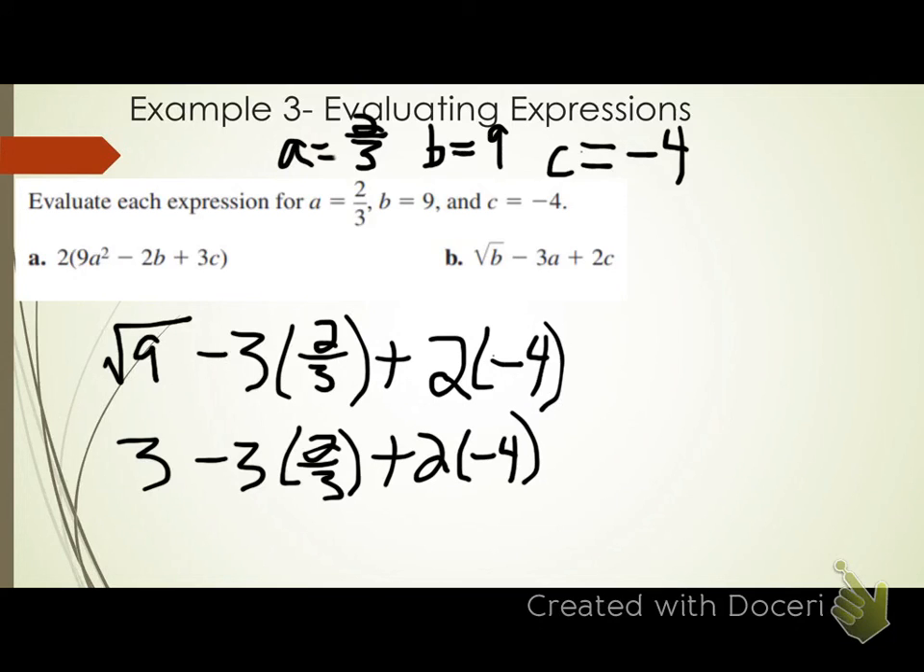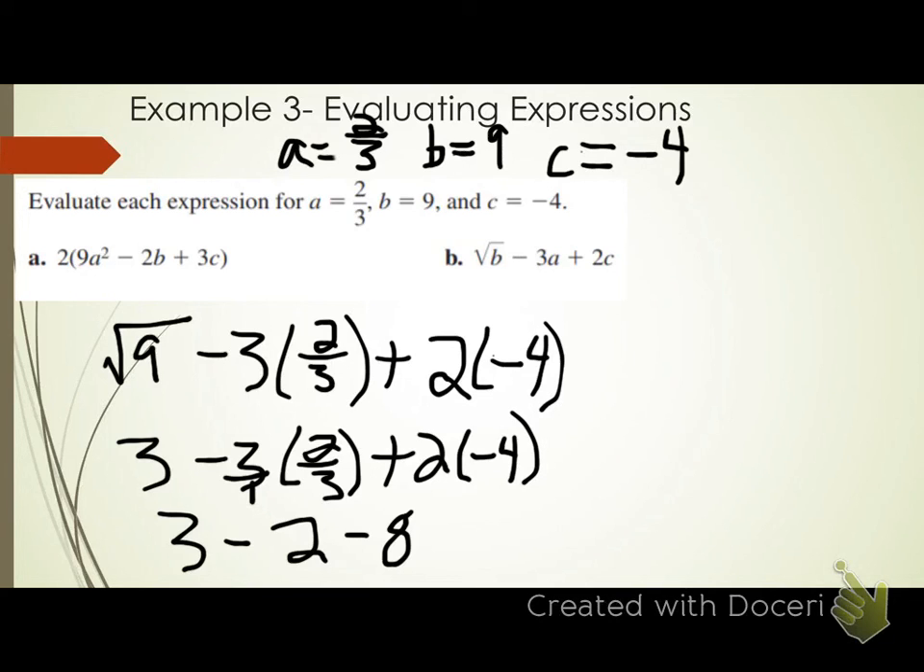Okay, let's do our multiplication. What's -3 times 2/3? You put the 3 over 1. 6/3. What's 6 divided by 3? 2. So I get -2. And then 2 times -4. -8. Oh, sorry. You're good, you're good. I know, it happens sometimes.